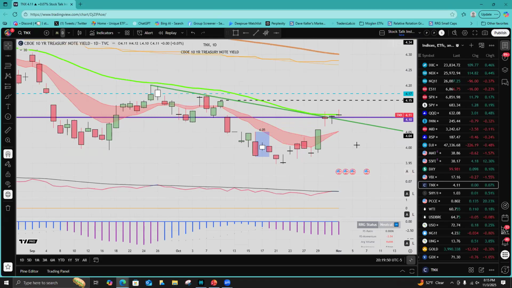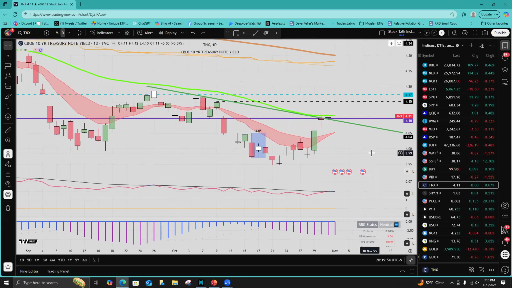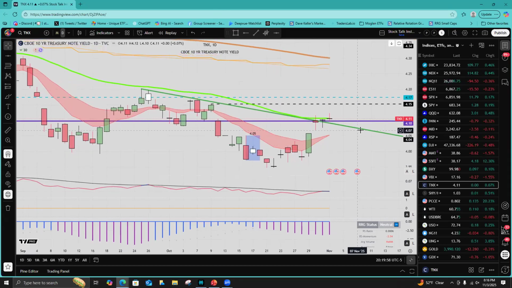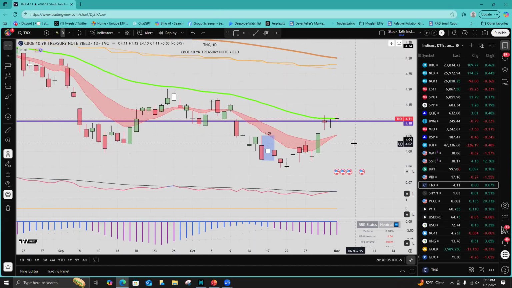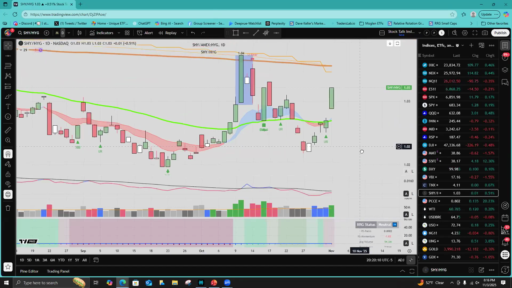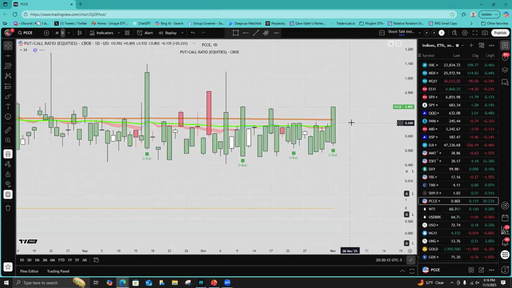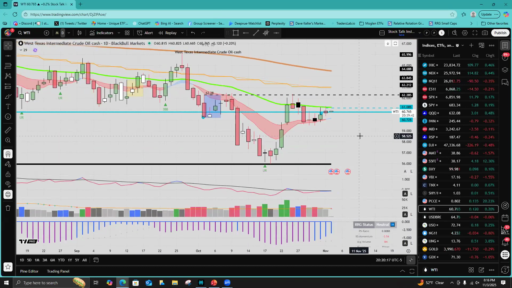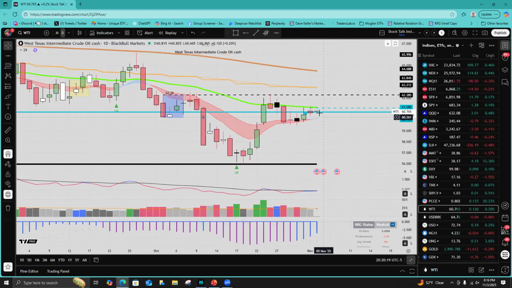TNX, 10-year. I had this trend line. I don't know. It's a really good trend line. In fact, I'm going to delete that. Get rid of that. Get rid of that. Get rid of that. Hanging out at that 50, trying to make a decision on which way to go. WTI, oil moving up, just hanging out under this 50-day, just waiting for it to clear that 50, come back, retest and hold.